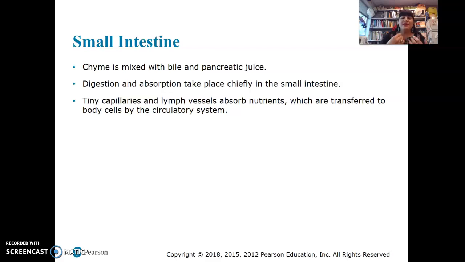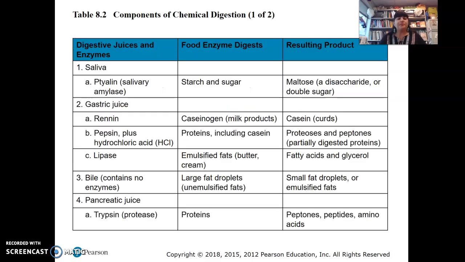They need to be broken down into the simple carbohydrates, the monosaccharides, before you can absorb them. And then it's funny, fats, again, they are going to get absorbed, but fats actually get absorbed into the lymphatic system. So that's interesting. So here, tiny capillaries and lymph vessels absorb the nutrients, which are transferred to the body through the circulatory system. So the nutrients are going to get into the blood. Now they're in the circulatory system and they're going to circulate around the body and get to the cells, right? Those nutrients, those building blocks, get to the cells through the circulatory system.